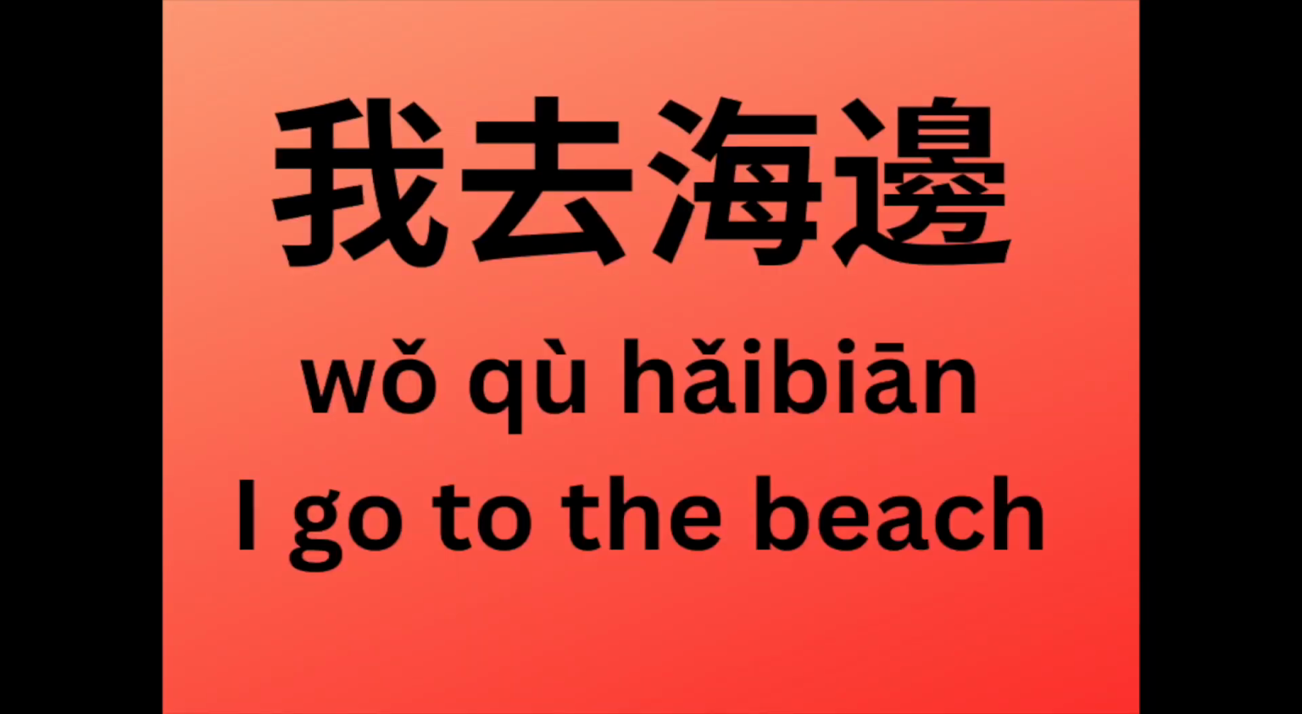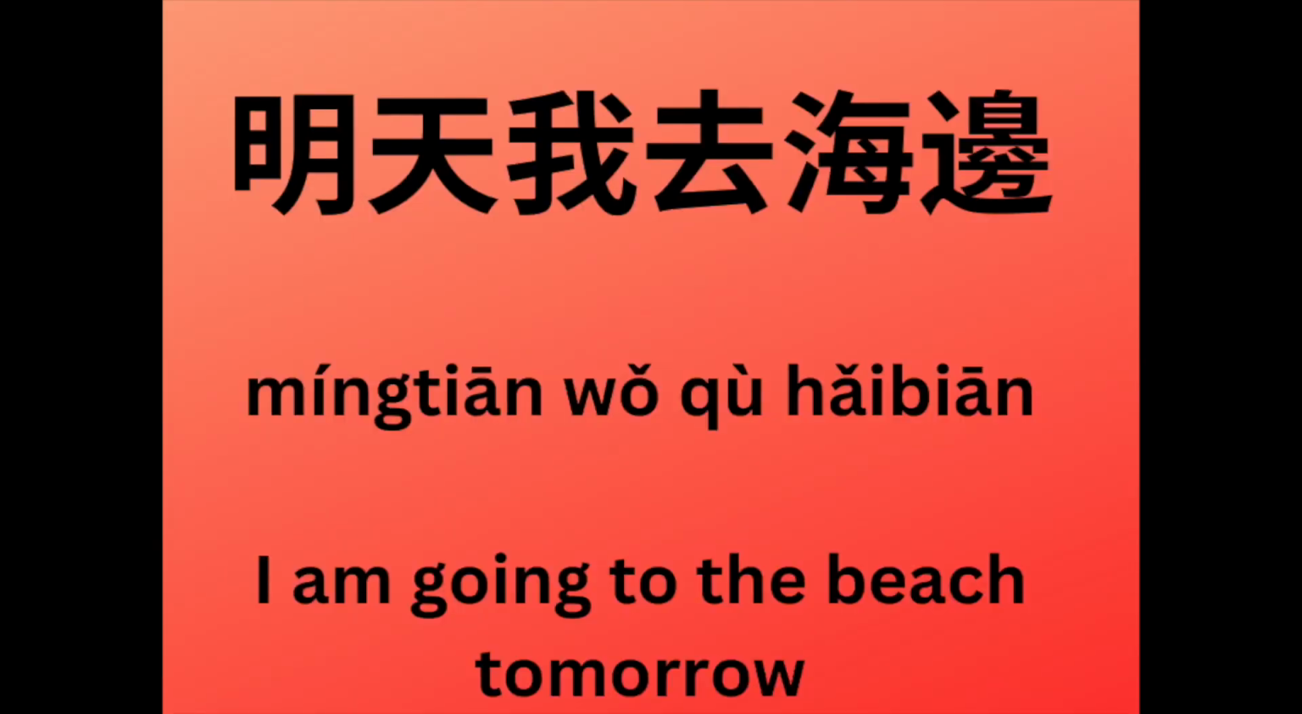So you could say 我去海边, I go to the beach. So let's add the time word in it. Tomorrow. 明天我去海边. So you can put the time word as the first word in a sentence. That is perfectly fine. 明天我去海边. Tomorrow I'm going to the beach.